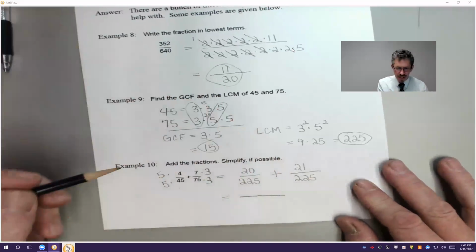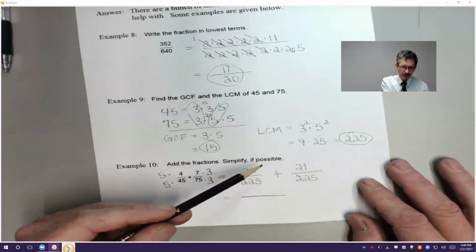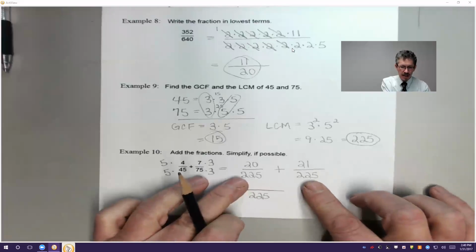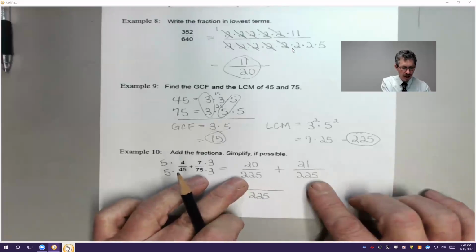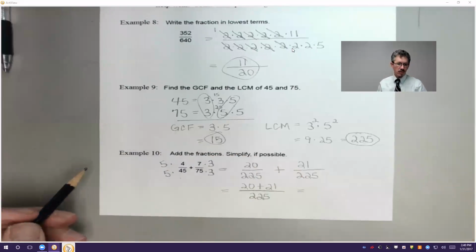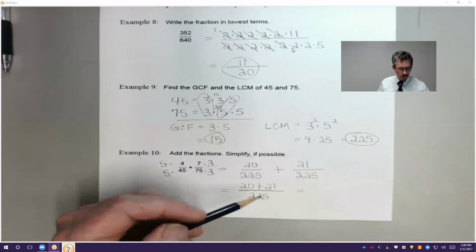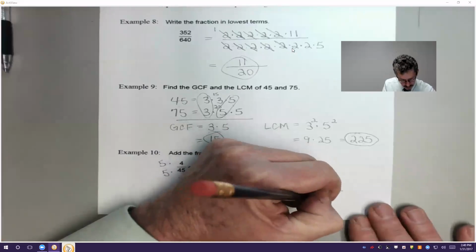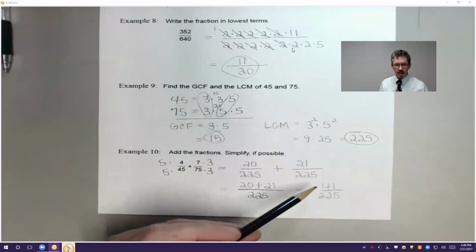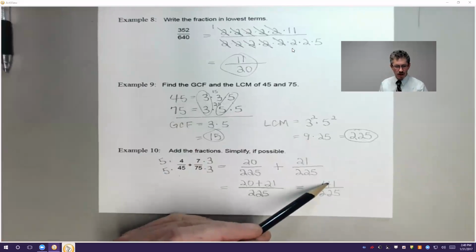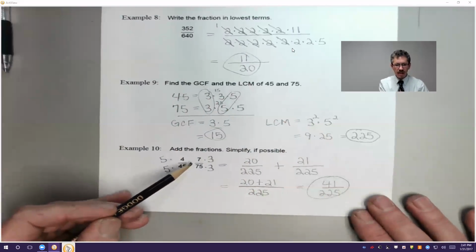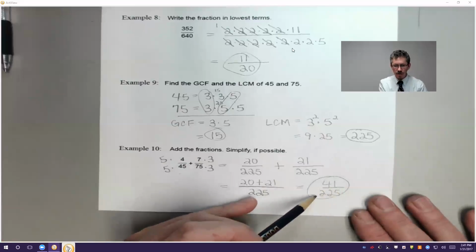Now, typically students will skip this step, but I'm going to mention it for emphasis. When we add these two fractions, we do not add the denominators. We keep the denominator the same, but we do add the numerators. So we would end up with 20 plus 21 over 225, which is 41 over 225. As always, you need to check if you can simplify your fraction at the end. This one, since 41 is a prime number, cannot be simplified. So that would be the answer. 4 over 45 plus 7 over 75 is equal to 41 over 225.